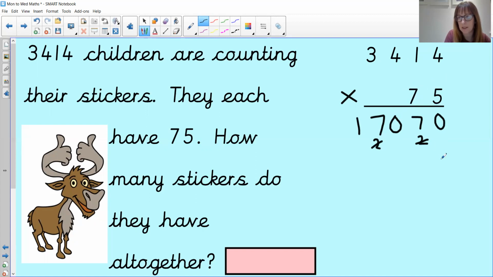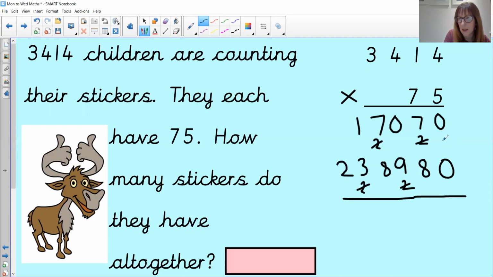So 70, 0 is my placeholder. So 4 times 7 is 28. 1 times 7 is 7. Add the 2 is 9. 4 times 7 is 28. 3 times 7 is 21. Add the 2 is 23.